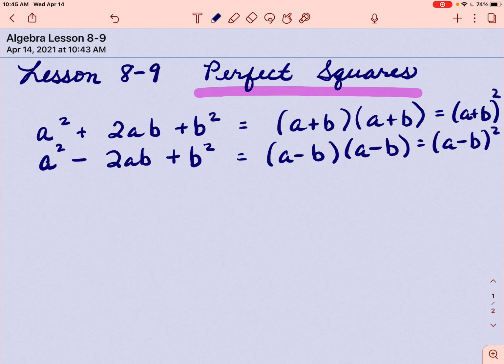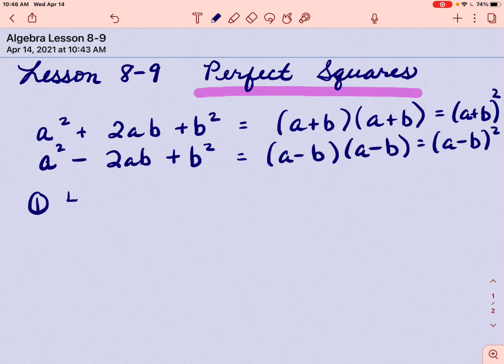Unlike lesson 8-8, where we need to be able to recognize a difference of two squares in order to factor that pattern, this one will work the good old way that we did in lesson 8-7, where we do the AC factoring. So recognizing the pattern in this situation can be very helpful and speed you up, but it's also not entirely necessary. So let me show you some examples.